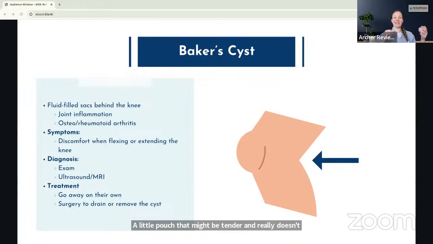We can actually palpate it side to side. We can put an ultrasound on it to confirm, but mostly just exam, we can see it. A lot of times this thing is going to go away on its own. In a more severe presentation, you may need surgery to go in and drain and remove the cyst that's there. You may see this in runners. It's a pretty common runner's injury. Also, I just think of osteo and rheumatoid arthritis as a big cause here.